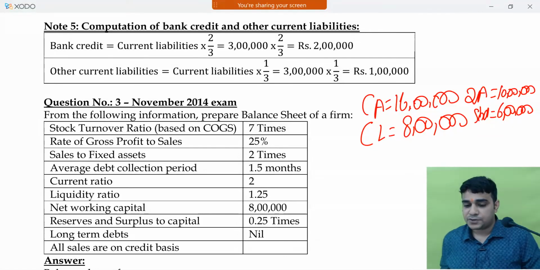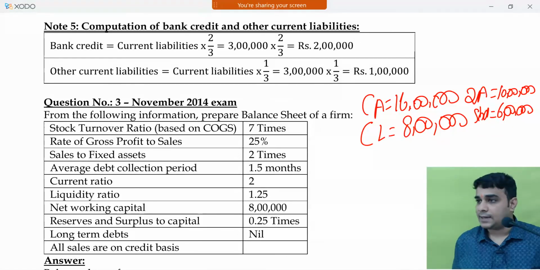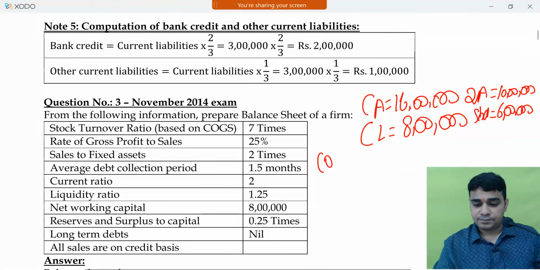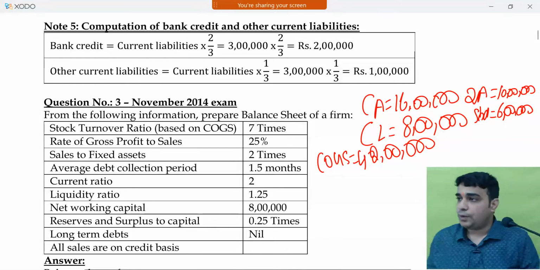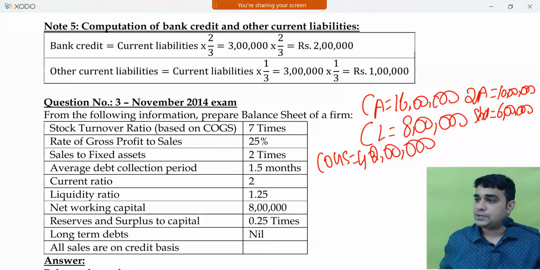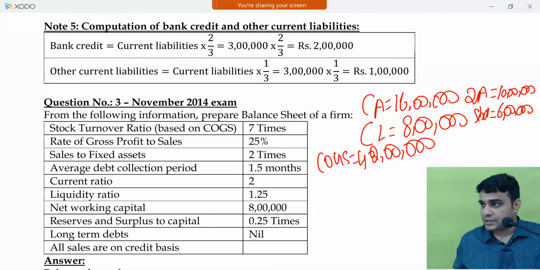How we got stock of 6 lakh is 16 lakh minus 10 lakh. Stock is 6 lakh. COGS is 42 lakh, which is 7 times your inventory turnover ratio. Inventory turnover ratio based on COGS is 7 times. So 6 lakh into 7, 42 lakhs.